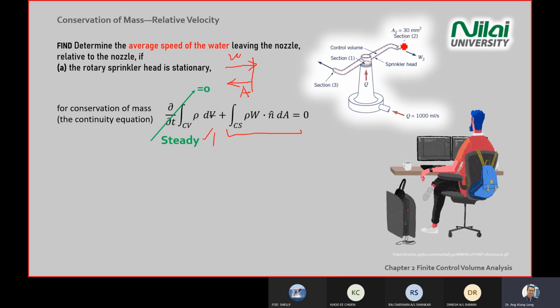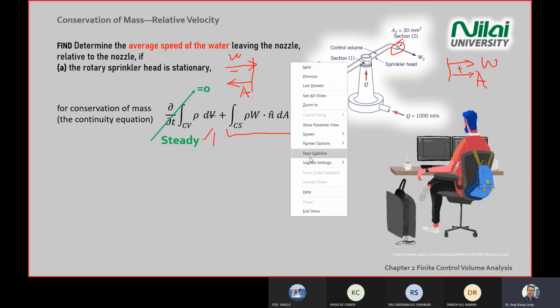Now, for example, here, if we draw the diagram for this section, then W will spray out. So your W will point out. Area will point out also, because area always points out. Same arrow, get positive. Different arrow, get negative.